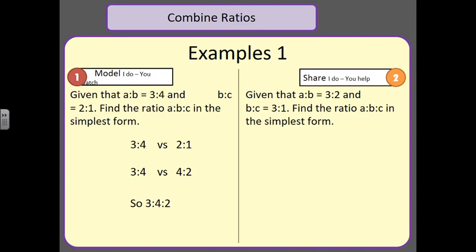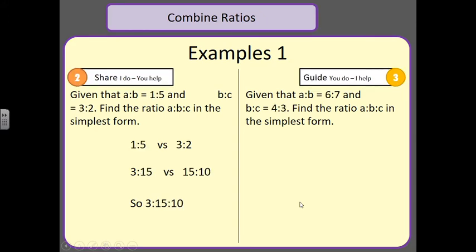Right, then the answer. These are the two ratios I've got. Now I need to make it so this number here, the B ratio, is the same for both of these ratios. So, thinking about the lowest common multiple, I'm going to make them both 6, because they both go into 6. To make this one into a 6, you times by 3. You times this one by 2. And now they're both 6, I can combine them. So 9:6:2. Okay, we'll do another example.